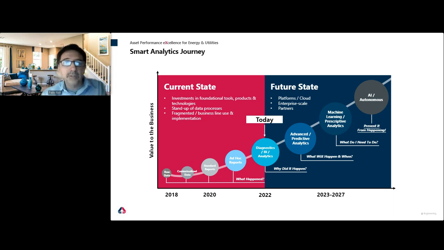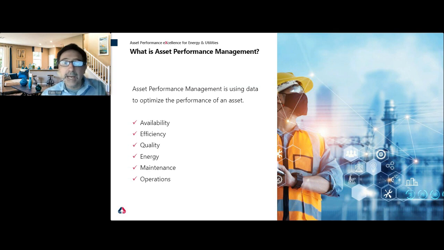So today the focus is around asset performance management, and how to increase the performance of my asset falls around this topic. How can I increase availability, efficiency, and the quality of the product I'm producing? How can I minimize the energy consumption, or optimize maintenance or optimize operation?